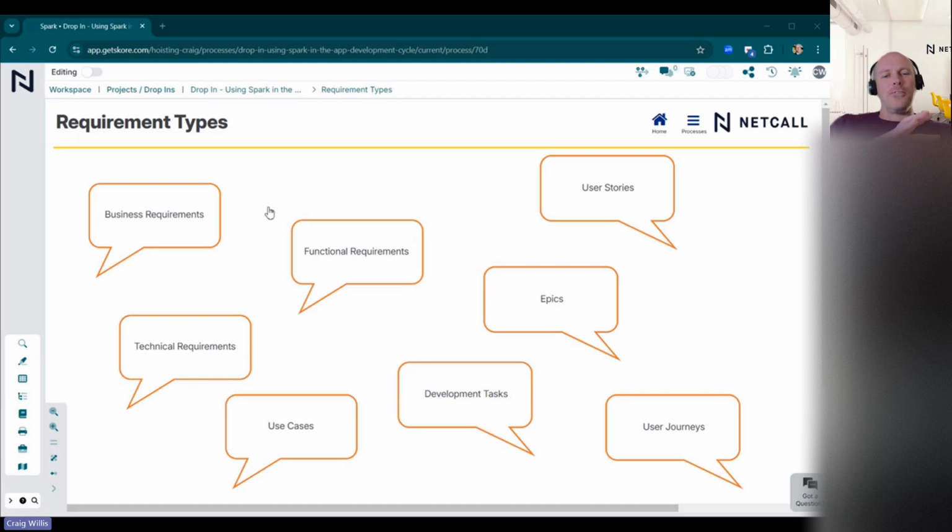And then often in those conversations, what teams can bump up against is, yeah, but our team uses user stories. So how does this relate to user stories? So a little bit of background on user stories.